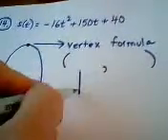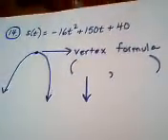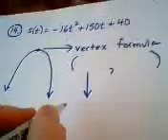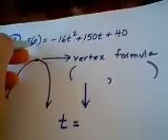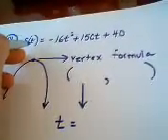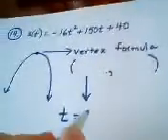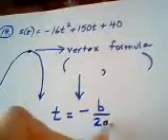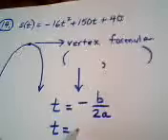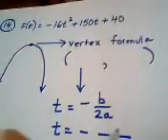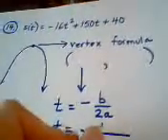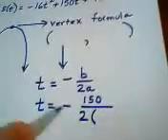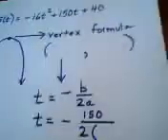Now this time, rather than saying x is equal to the opposite of b over 2a, I'm going to say t is equal to, since t represents the input variable. So t is the opposite of b over 2a. t is equal to the opposite of b, which is 150, over 2 times a, which is negative 16.